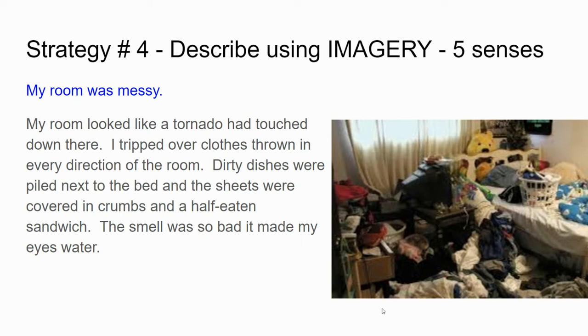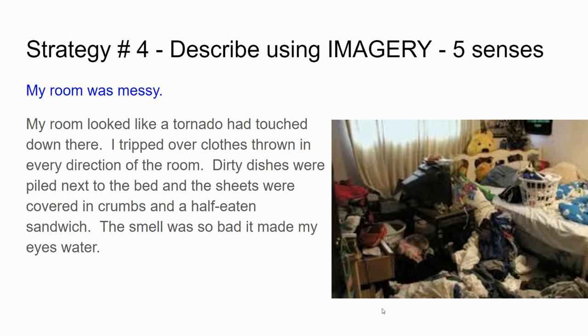So here's an example of a very simple sentence: my room was messy. But let's take a look at all the different senses you see being used in the more elaborate description. My room looked like a tornado had touched down. I tripped over clothes thrown in every direction of the room. Dirty dishes were piled next to the bed, and the sheets were covered in crumbs and a half-eaten sandwich. The smell was so bad it made my eyes water.